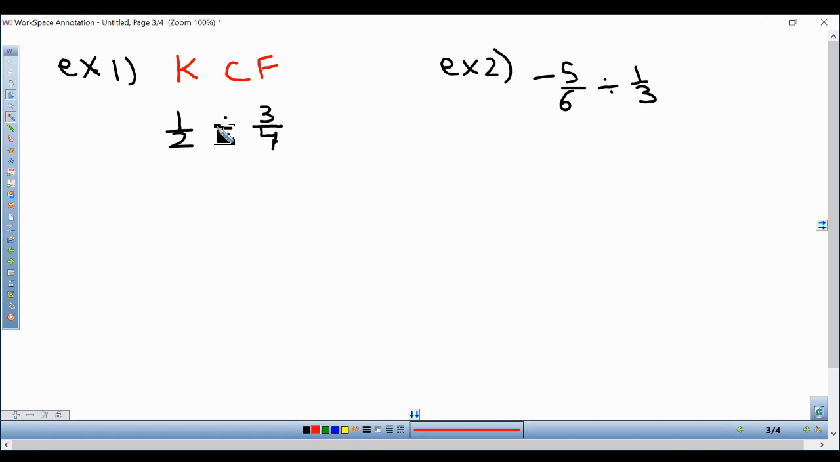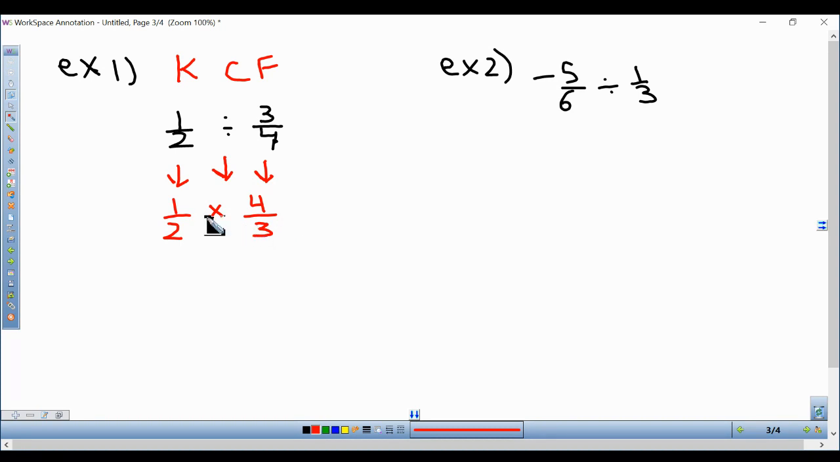So let's do the first example together. I went ahead and wrote KCF up top to remind you to keep, change, flip. So when we keep the first fraction, we're not going to touch it. We keep 1/2 the same. Stays the same. Change, C, change. So we change the division sign to a multiplication sign. Just change it. And flip, we flip 3/4. The bottom number now becomes the top number, and the top number now goes on the bottom. Keep, change, flip. And now it's a multiplication problem.